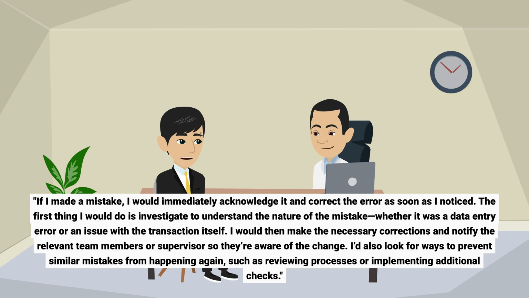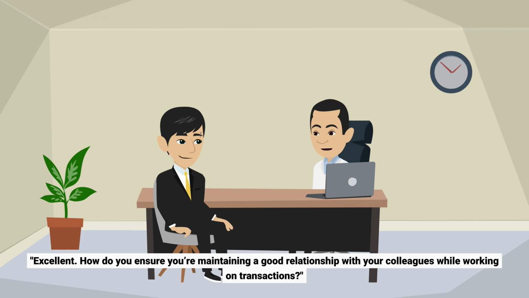I would then make the necessary corrections and notify the relevant team members or supervisor so they're aware of the change. I'd also look for ways to prevent similar mistakes from happening again, such as reviewing processes or implementing additional checks. Excellent. How do you ensure you're maintaining a good relationship with your colleagues while working on transactions?